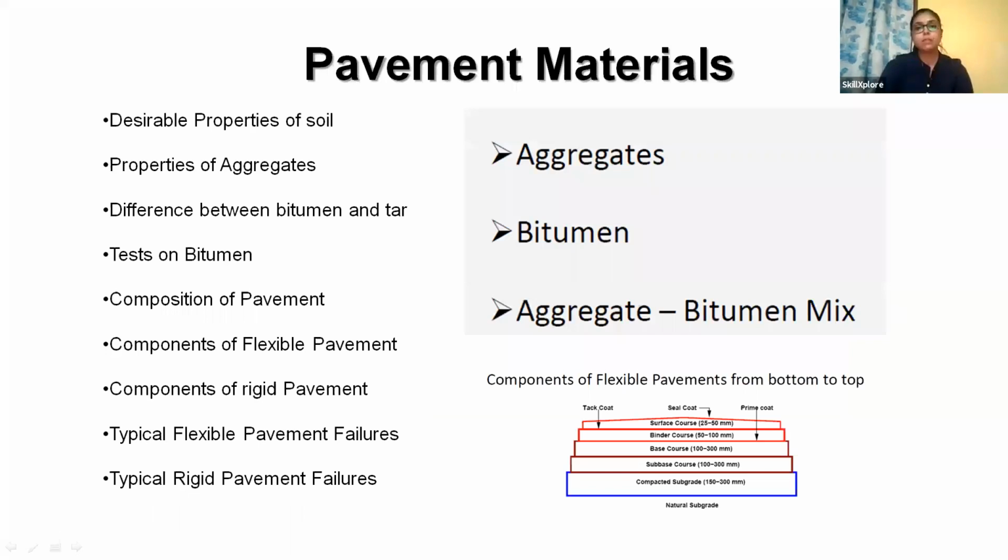So finally, the pavement materials part. The pavement materials part, as we have already mentioned, aggregates will be there, bitumen will be there, aggregate bitumen mix will be there. In the case of water, even for constructing the pavements, the water used should be potable water. What is potable water?